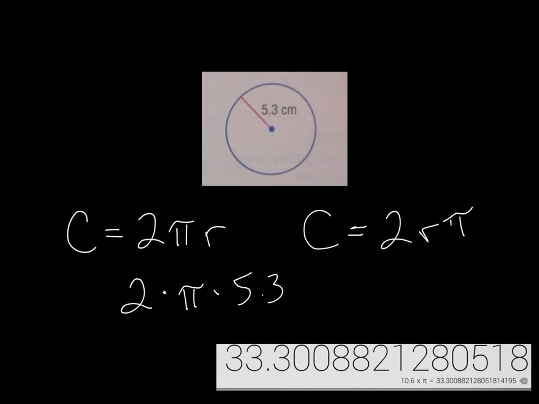Once I do that on my calculator, here's what I'm given here. I'm going to round to the nearest tenth, just like before. There's my tenths. I look at the number next to it in the hundredths place, and I can see that my circumference is going to equal 33.3 centimeters.